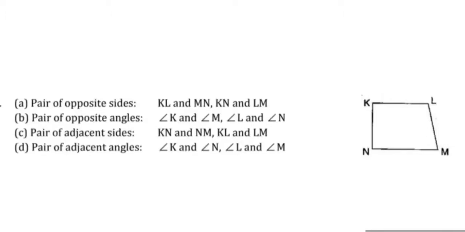Now 2 pairs of opposite angles. So angle K and angle M, this is the one pair, and the second one, angle L and angle N. Next, 2 pairs of adjacent sides. So you can see the figure. Adjacent sides are what? KN and NM. This is the one pair, and the second pair is KL and LM.